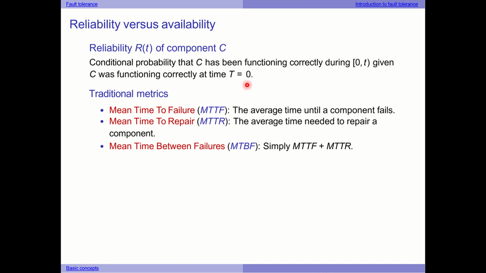There are a few traditional metrics that we can use to measure reliability. The first one is MTTF, mean time to failure, which is the average time until a component fails. The second is mean time to repair, MTTR, which is the average time needed to repair a component. And lastly, mean time between failures, MTBF, which is simply MTTF plus MTTR.